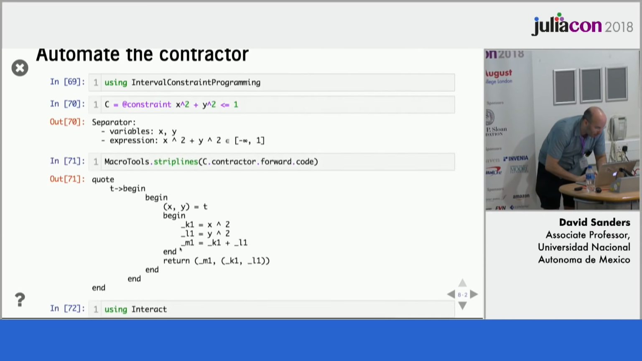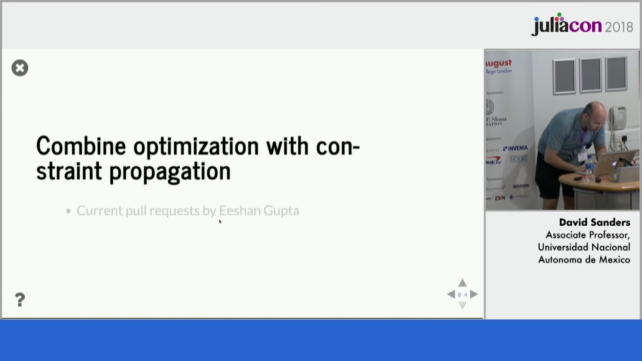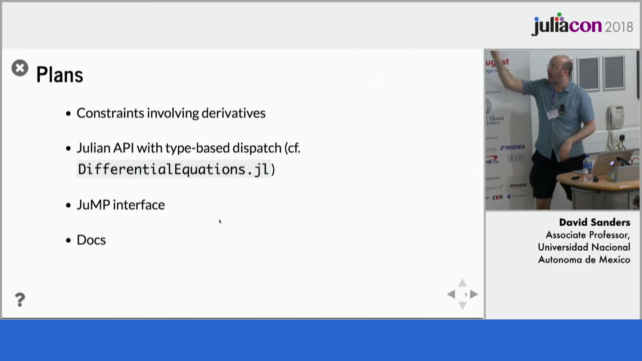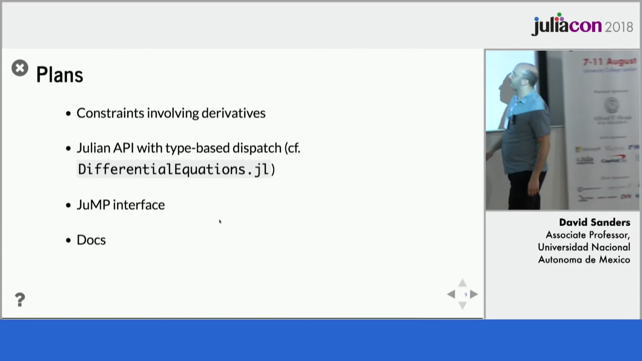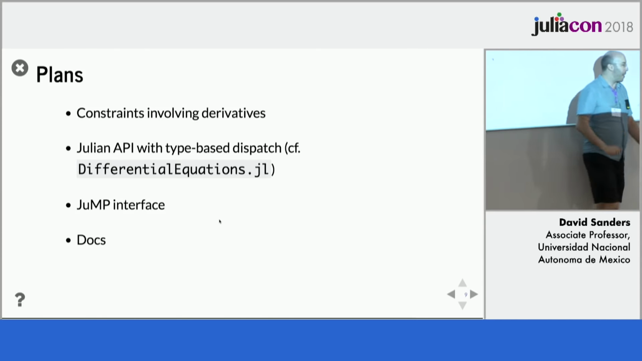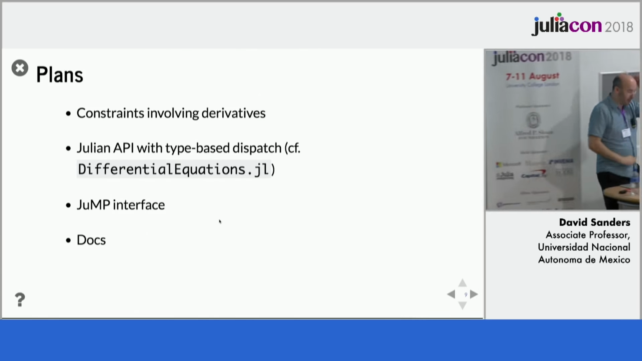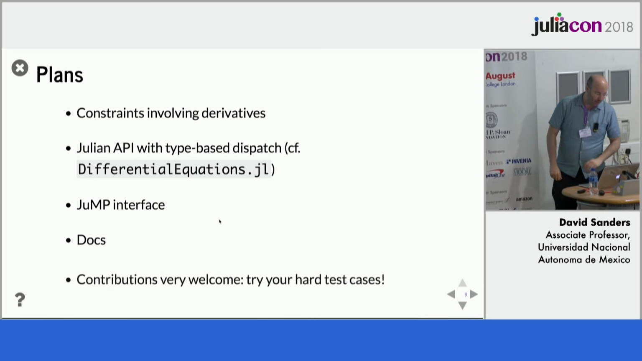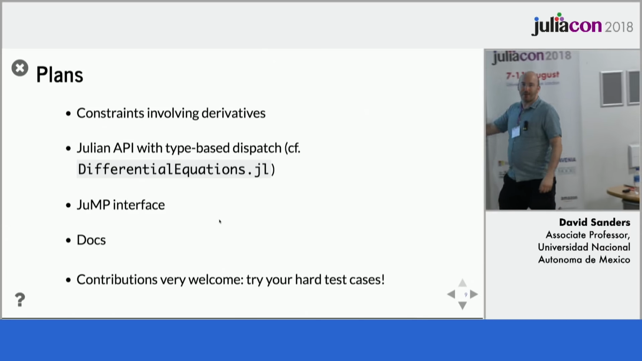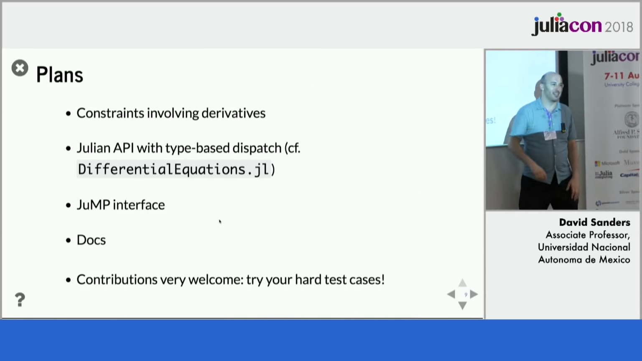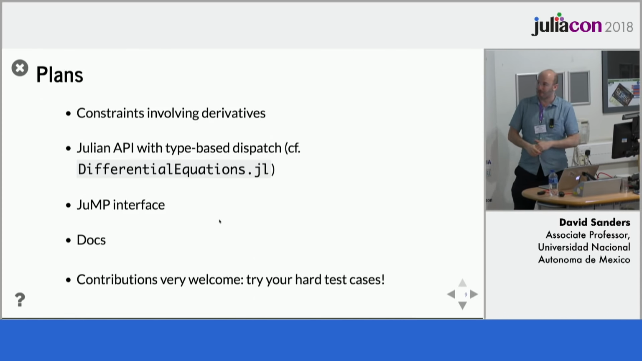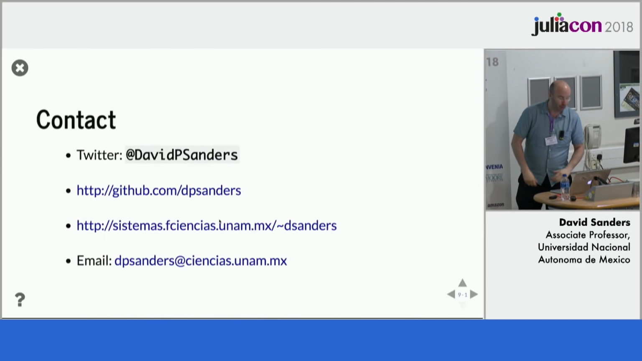So I think I'll probably stop there. So we can now almost do constraints involving derivatives. We need a better API, and then we need to interface the packages with JuMP. Of course, we need better documentation, and we need your help. In particular, we welcome hard test cases of functions that are difficult to find roots of or optimize. Yeah, so thanks for your attention.